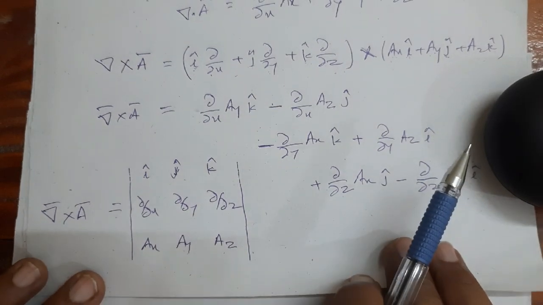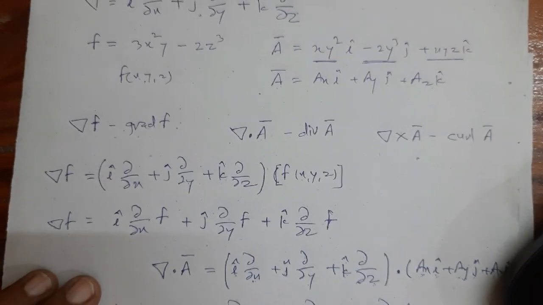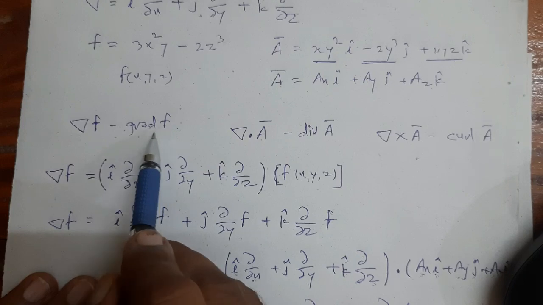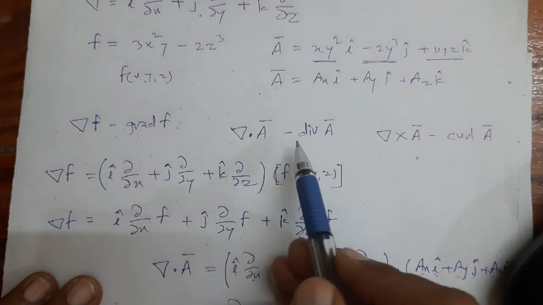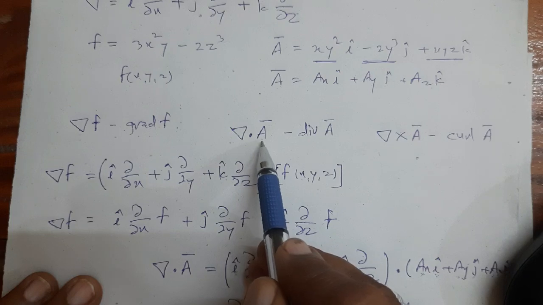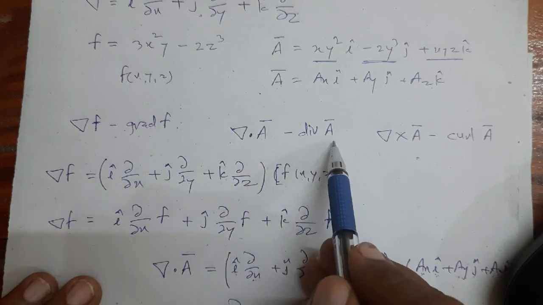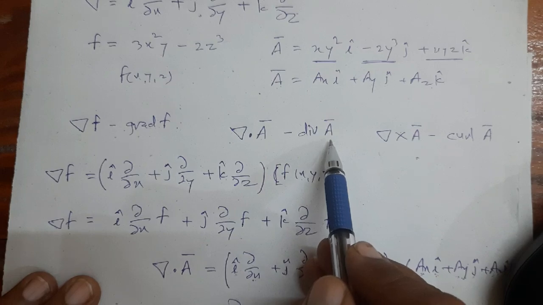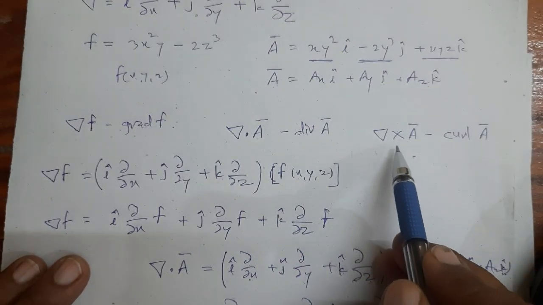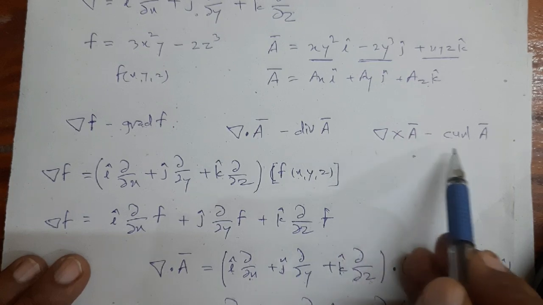And this is about the operation of the del operator on a scalar function, which will give us the gradient of a scalar function, gradient f. If we operate the del operator on a vector function, there are two ways. If I operate with a dot product, then it is the divergence of a bar, divergence of a vector function. And if I operate the del operator with the cross product, then it is curl of a bar, that is curl of a vector function.